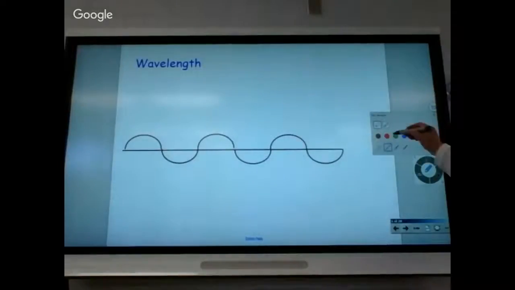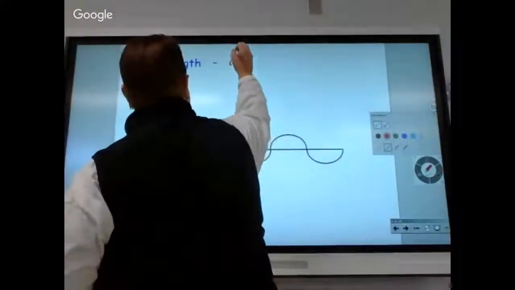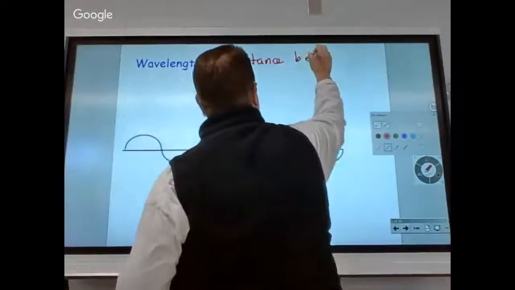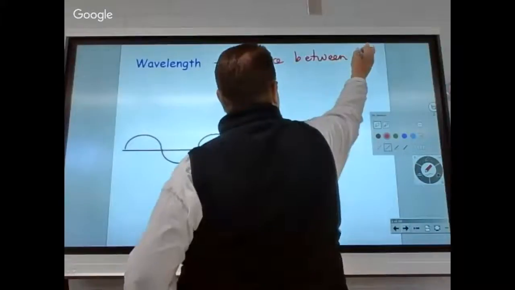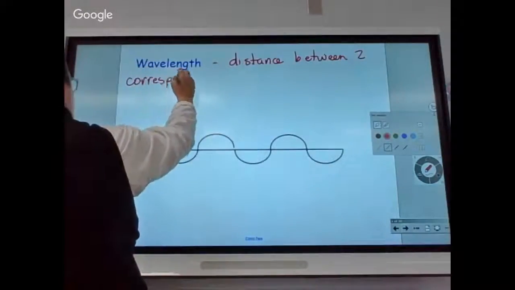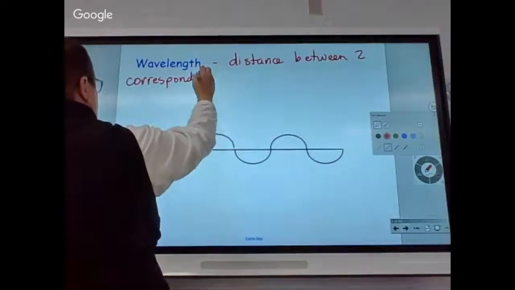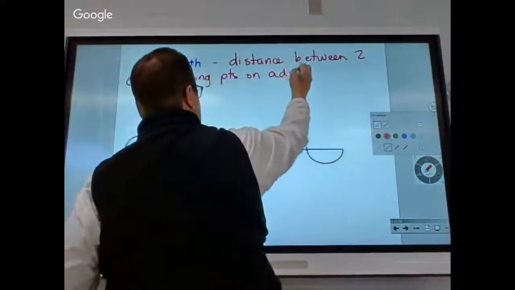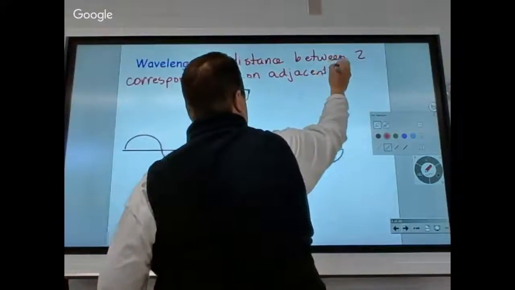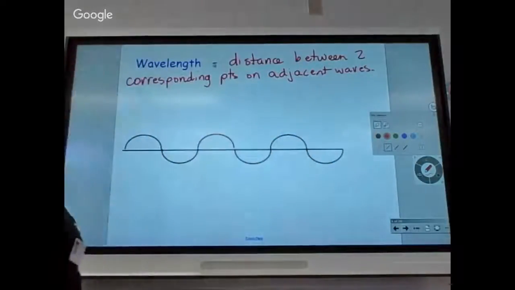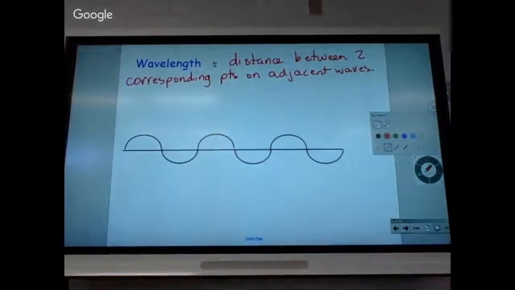So, what is wavelength? Wavelength is the distance between two corresponding points on adjacent waves. Okay, it's the distance between two corresponding points on adjacent waves.